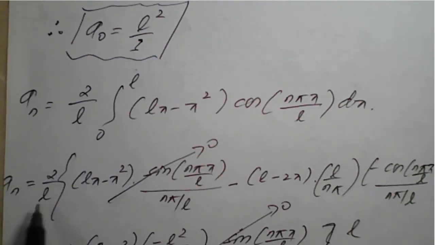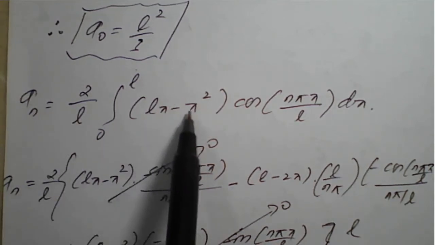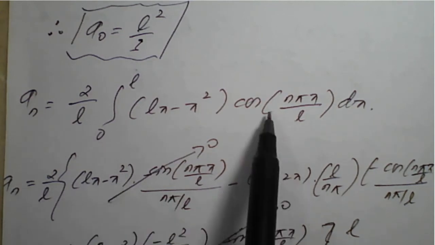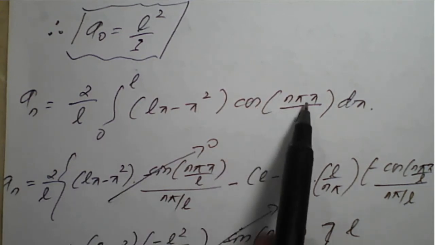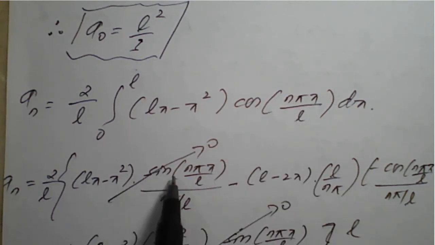Just to see here, I have already applied it. So 2/L as it is, I have kept Lx − x² as it is. Integration of cos(nπx/L) is sin(nπx/L) divided by nπ/L.